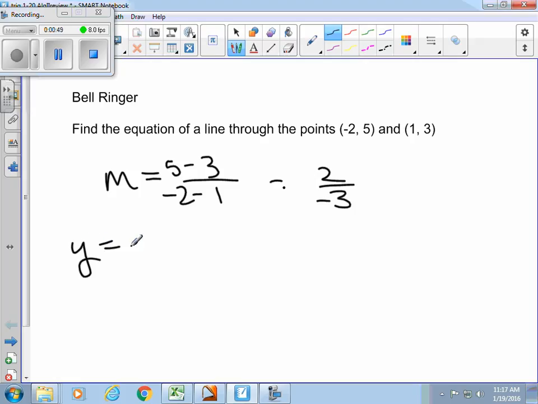One, you could use slope-intercept form. If you use slope-intercept form, you put the -2/3 in for m, and you put an x and y in and solve for b. How many of you, that's how you do this? That's how I did it when I was in Algebra 1 as well.